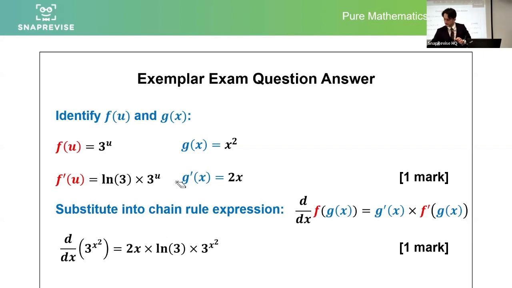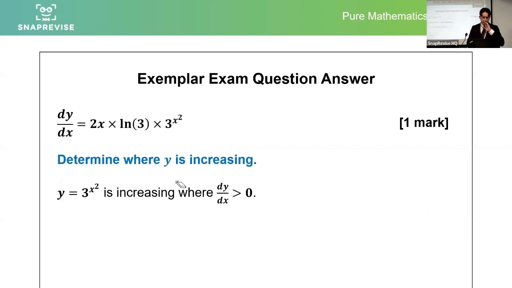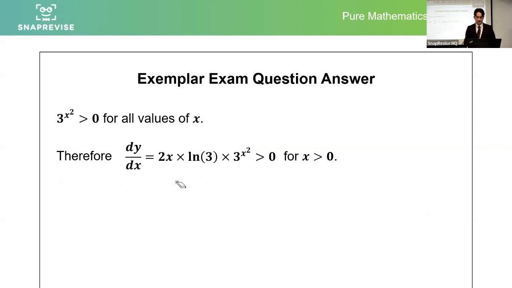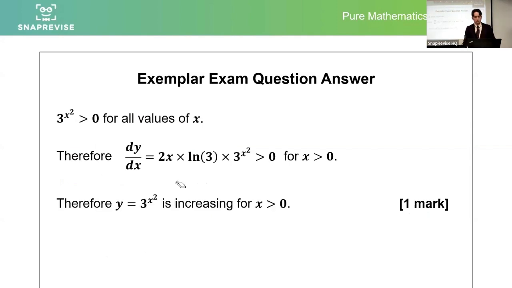And now implicit differentiation. Let's see how we go with this. So there's your answer. When is it increasing? Basically for all those values. So all values of x greater than 0.